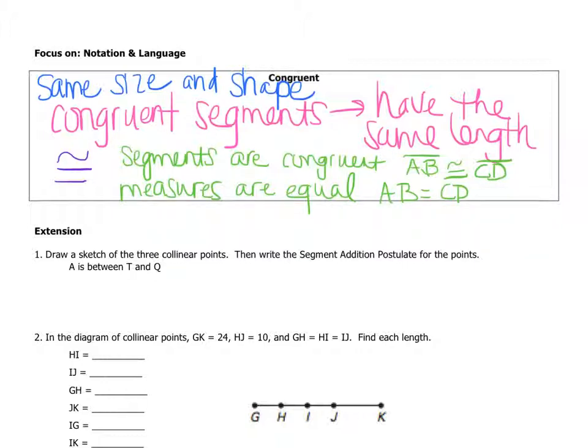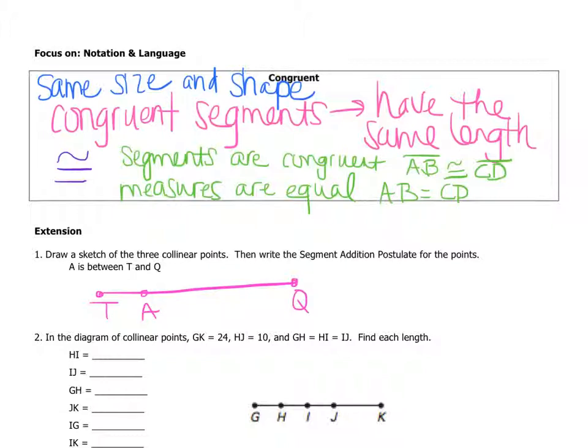All right, last two examples here, ladies and gentlemen. Number 1. Draw a sketch of the 3 collinear points, then write the segment addition postulate for the points. So we've had practice with this already. A is between T and Q. Draw yourself a sketch of that. And that point A, you guys can have anywhere. You tend to put it right in the middle, but that's okay, as long as it's in between T and Q. It can be anywhere. Then write the segment addition postulate for the points.